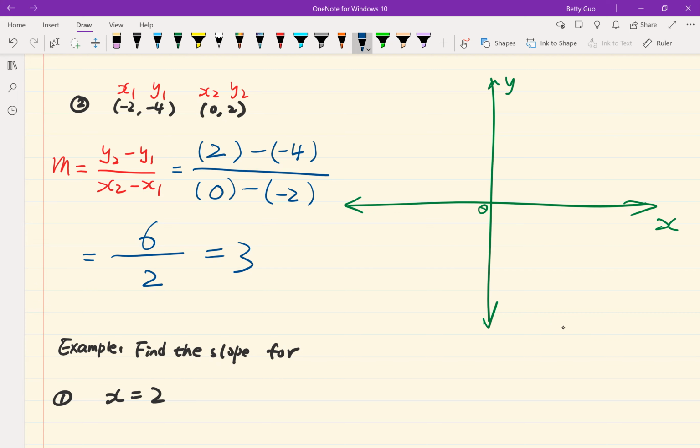So it's to the left of the origin 2 units, below the origin 4 units, 1, 2, 3, 4. So the first point is in quadrant 3 right here. 2 units to the left, 4 units below. Second point, 0, 2. Where is this point located? Quadrant 1, 2, or 3, or 4?